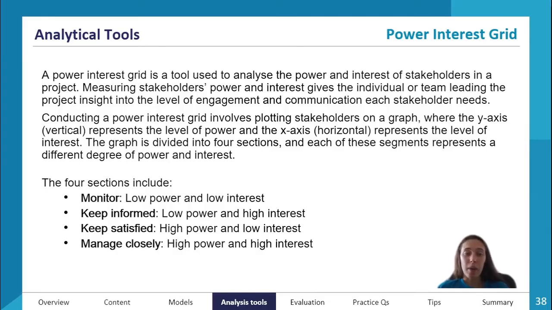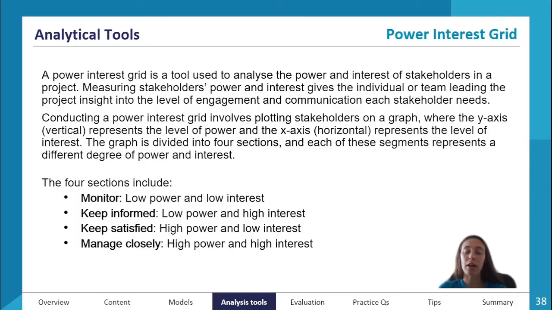So conducting a power interest grid is about plotting stakeholders on a graph. Our y-axis, which is vertical, up and down, is representing the level of power, and the x-axis, horizontal, is representing the level of interest.